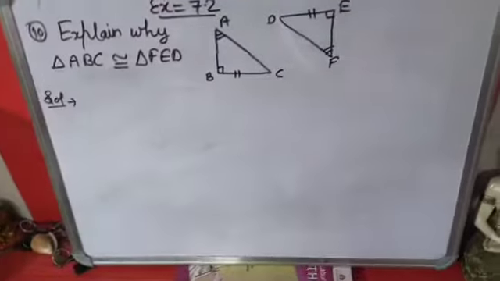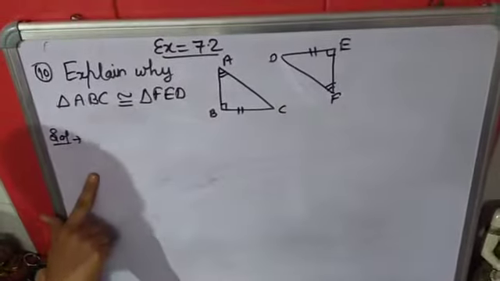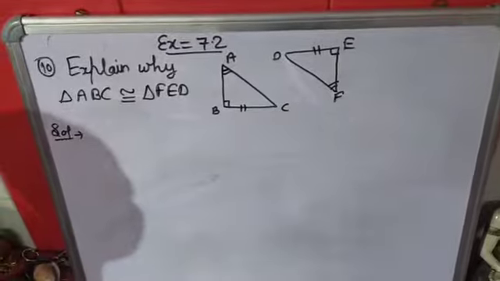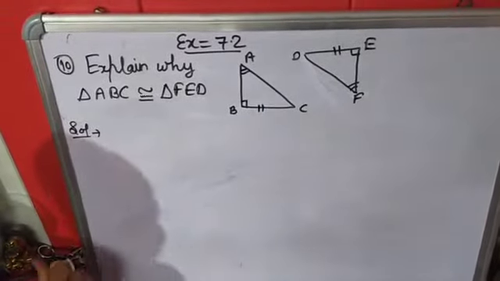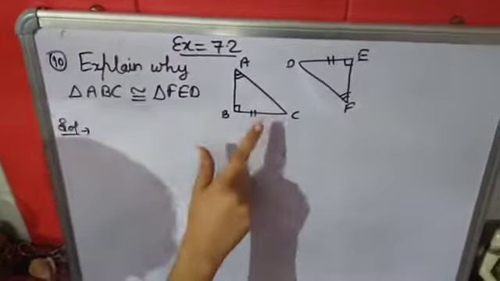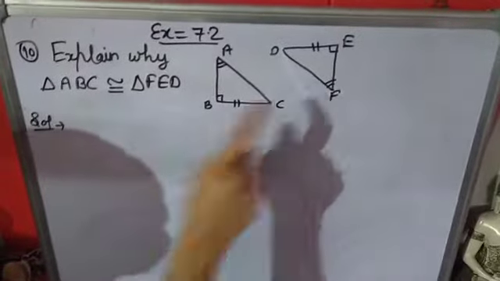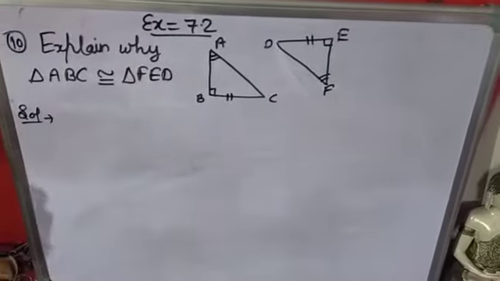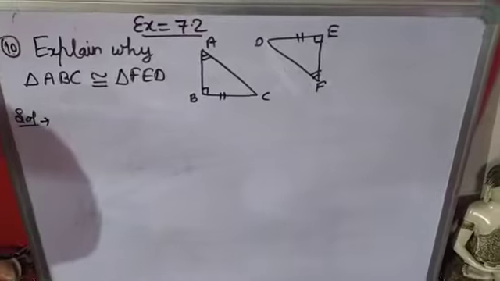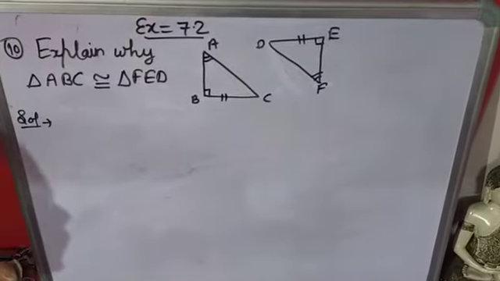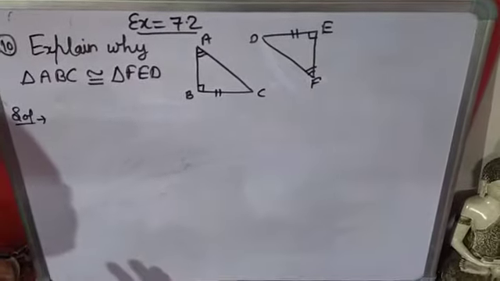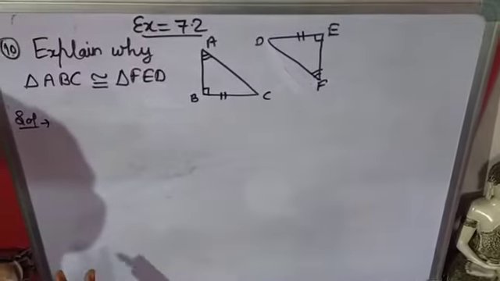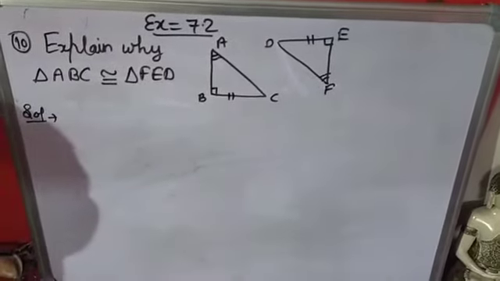Good morning, 7th class. Last question is left of exercise 7.2, so we will do this question. In this question, he is saying explain why triangle ABC is congruent to triangle FED. Okay, we did 4 rules. Now in this question, we will use the 5th rule also. But this 5th rule will come in 9th class. Okay, so only one question is there of the 5th rule.